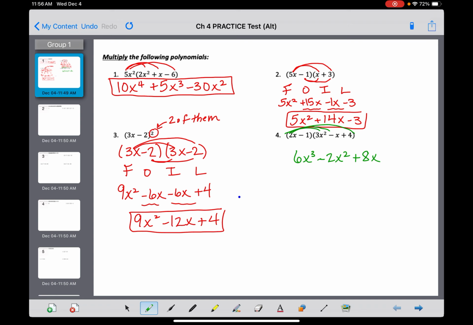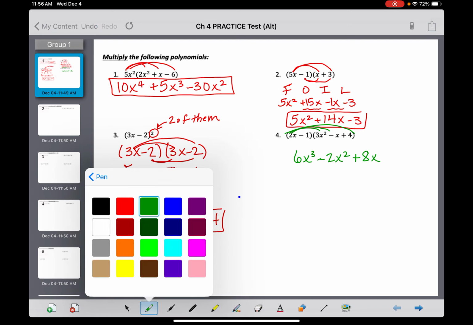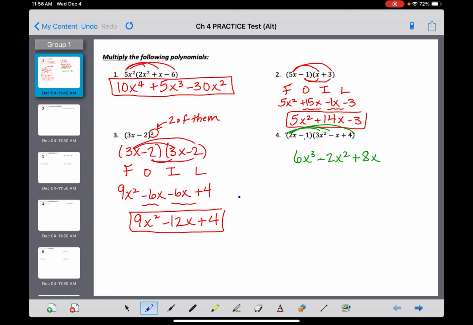Then I'm going to take the negative 1 and I'm going to multiply that times the 3 terms in the trinomial. Negative 1 times 3x squared makes negative 3x squared. I'm going to make it easier on myself in the next step, and I'm going to write it underneath the other x squared term. Negative 1 times negative x, negative times negative makes positive, so that will be positive 1x. I'm going to write that under the x term. And then negative 1 times positive 4 makes negative 4.